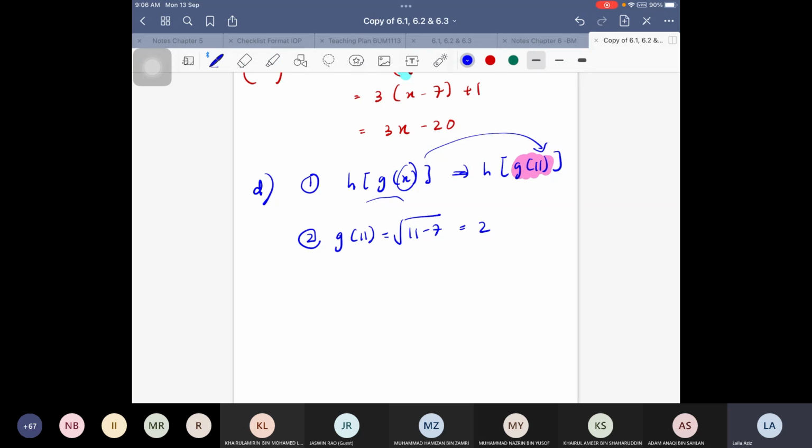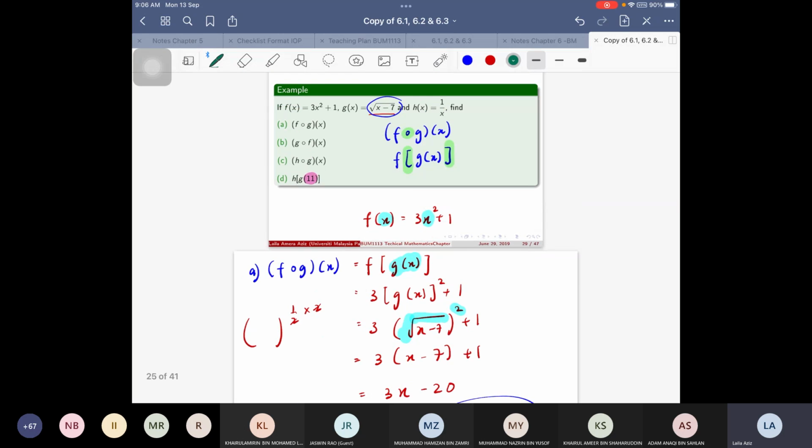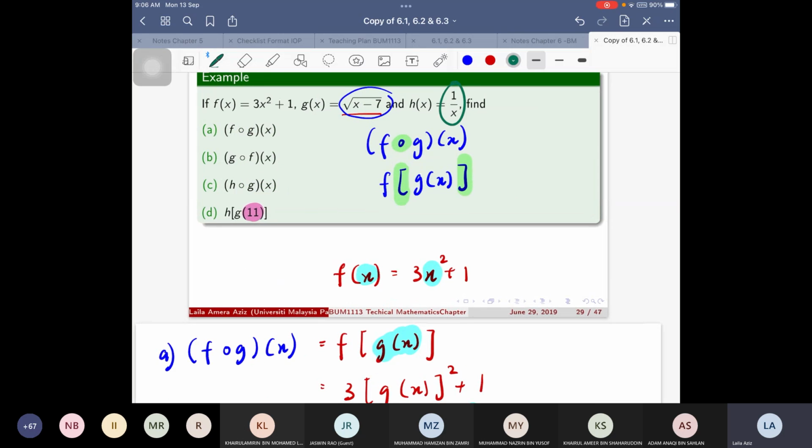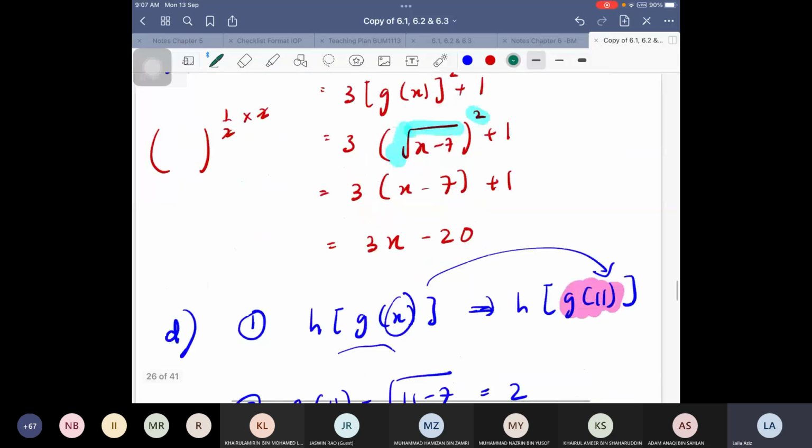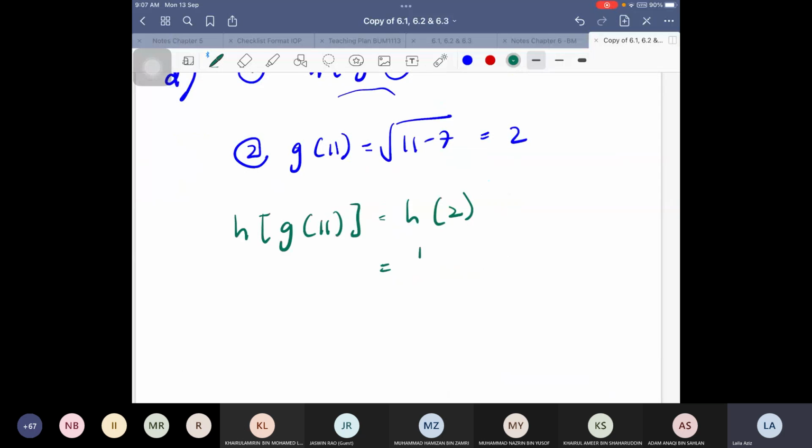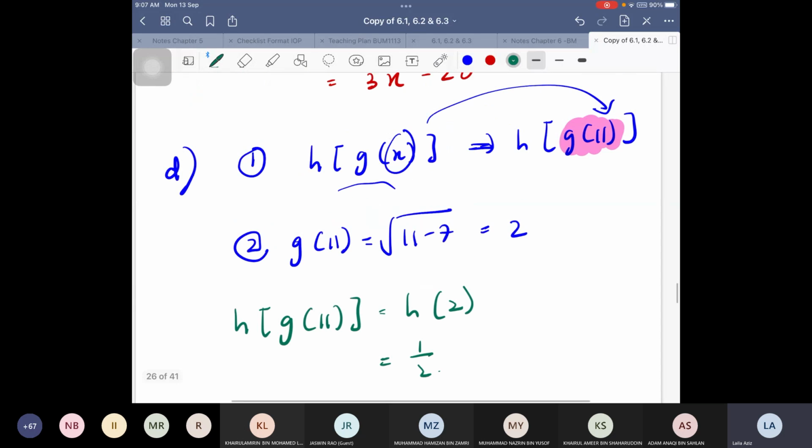So, that is why, so bila kita nak cari apa dia h of g of 11, so dia bersamaan dengan h of 2. Okay. So maknanya ganti sahaja 2 dekat function h ni. So ni adalah h(x) adalah 1 per x. So sekarang kalau h of 2, so dia akan jadi bersamaan dengan 1 per 2. So straight away kita dapat nilai. So ni adalah 1 per 2. Okay. So bila you ada nilai constant yang you kena ganti, sebenarnya dia lebih senang kalau you ganti siap-siap constant tu.